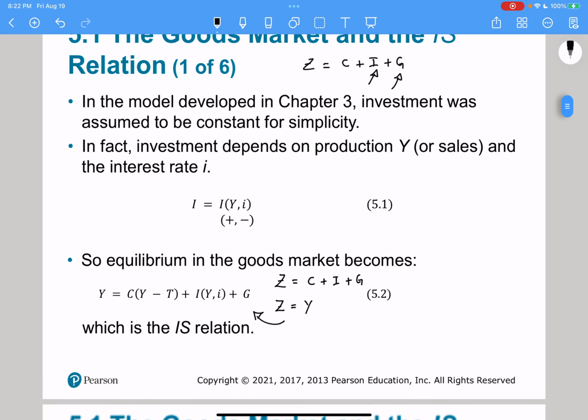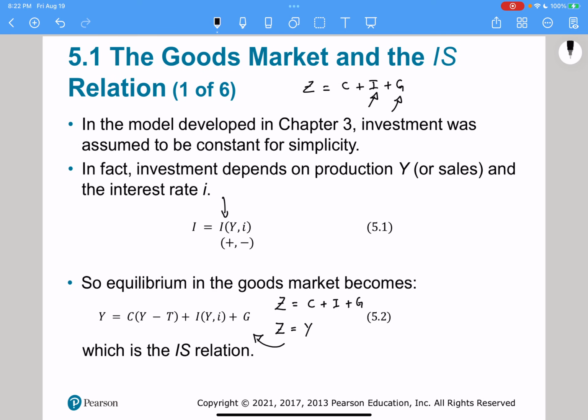This is again the same thing as before. We are not giving here any functional form. We are just saying that the investment is a function which responds positively to the output and negatively to the interest rate.